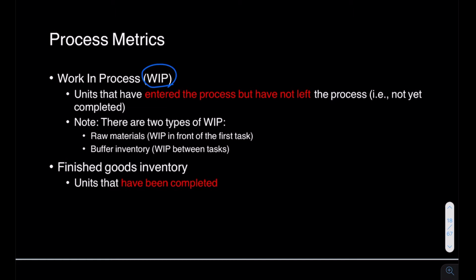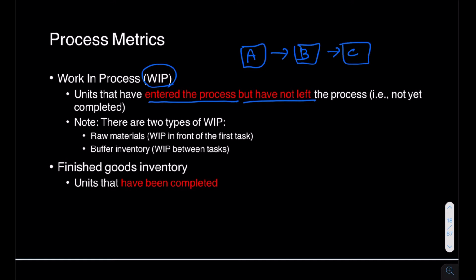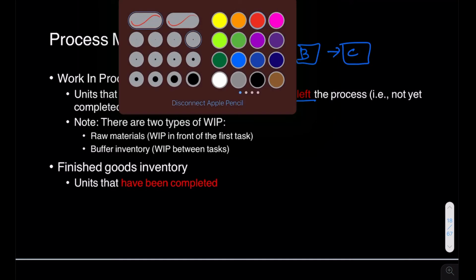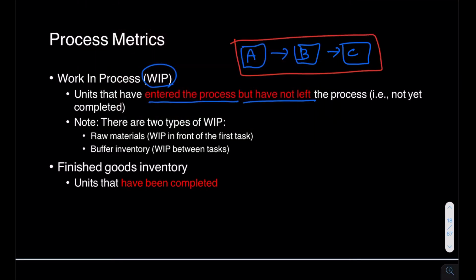And the WIP is units that have entered the process but have not left the process. What does this mean? A process, now we understand, is a set of activities or operations, right? So let's say there is a task A, and let's say task B and task C. Very simple process with three different tasks. And then we can just say that the boundary of this process is, let me use different colors here. So this is a process, and the process is composed of three different tasks.